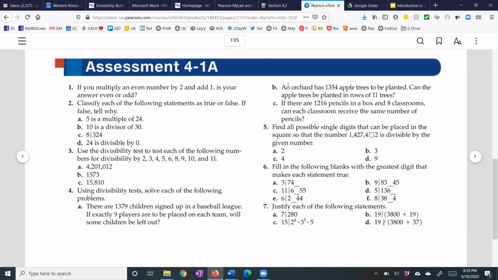Now I'd like to do some examples that are similar to our textbook. Let's take a look at item 6. The way this book asks the question for number 6 is fill in the following blanks with the greatest digit that makes each statement true. So we're going to be putting a digit in there to make it true. The way I often like to ask the question is fill in the blank with all the digits that make the statement true. So let's go back to our examples.